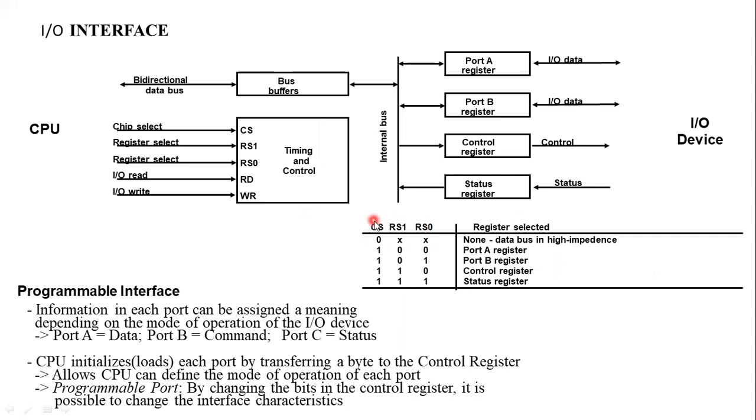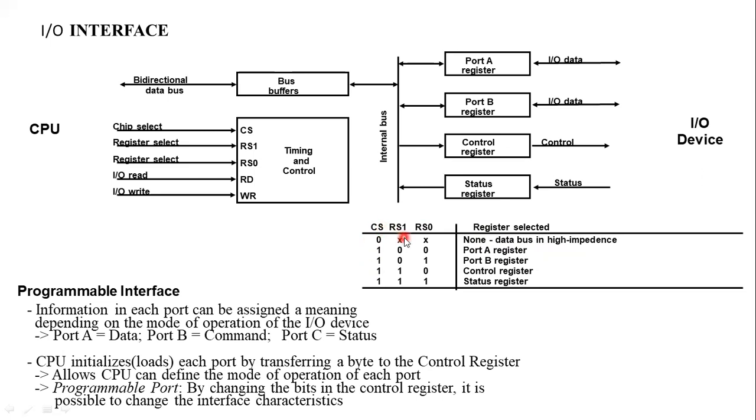This CS is chip select. If it is set to 0, it means the device is disabled. CS means disable or enable. If it is disabled, then no operation will be performed. That is, the data bus is on high impedance. If we make this chip select enable, that is set to 1, meaning high or enable, then the complete operation will be performed.